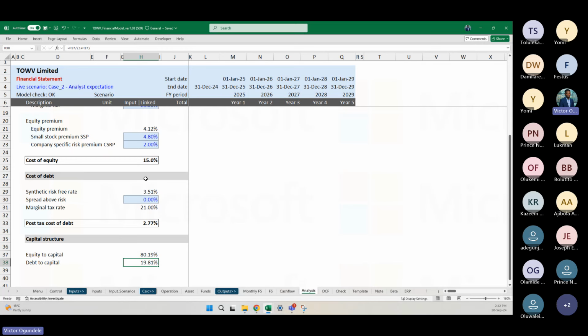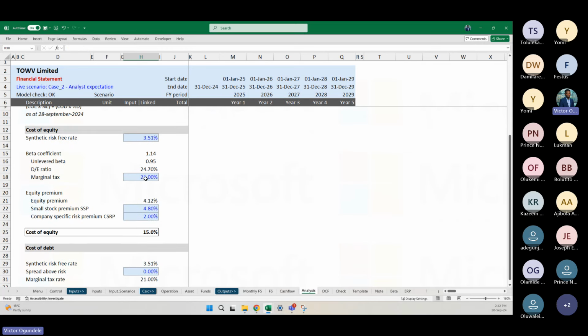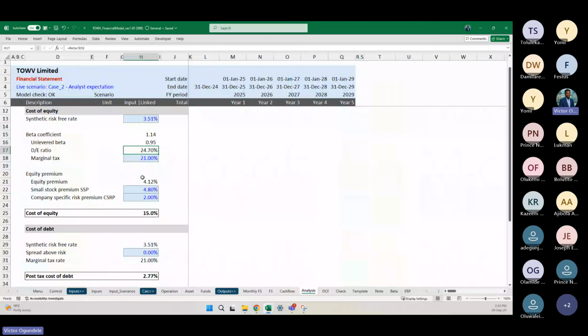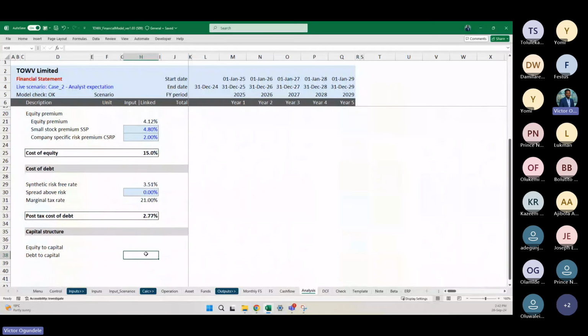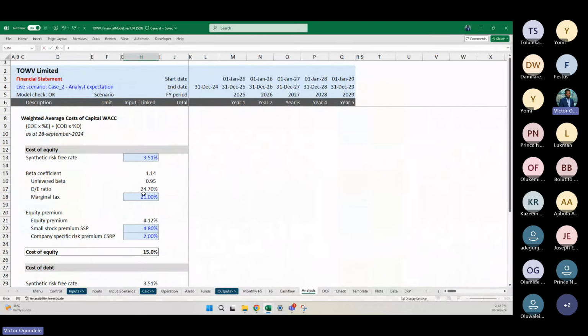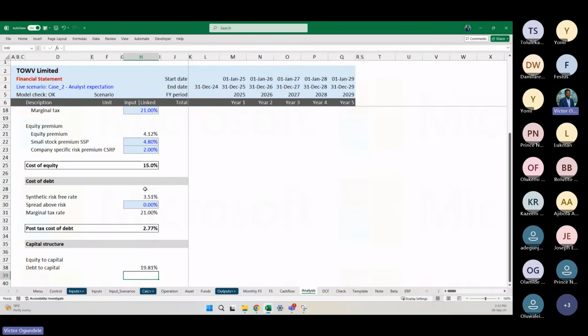Should I do that again? Since we have our debt to equity ratio here, we use the industry one. So come to your debt to capital and type equal to my debt to equity divided by my bracket 1 plus my debt to equity. Close the bracket and press enter. Then my equity to capital will just be equal to 1 minus my debt to capital, and we have this.